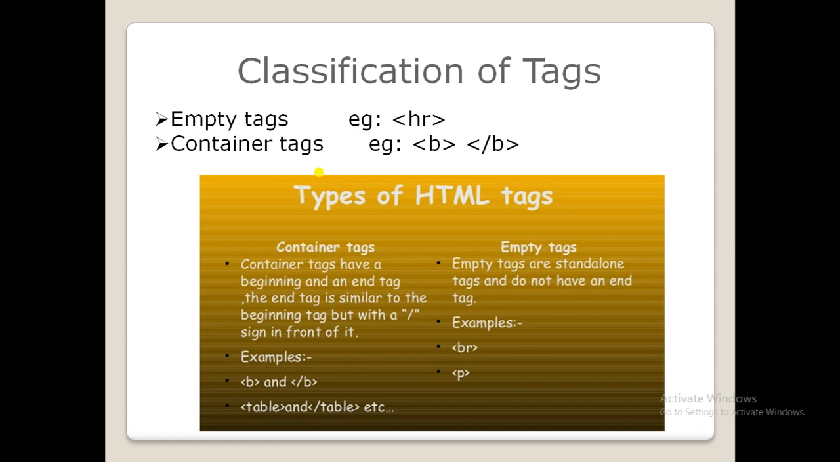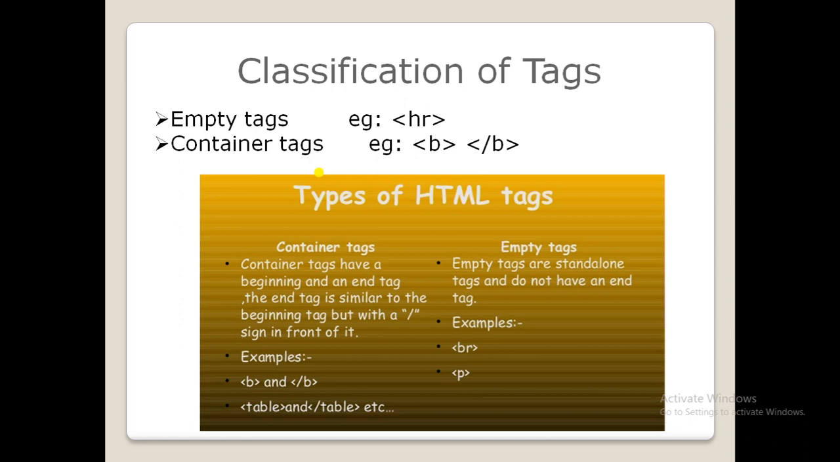The tags which do not require an on and off tag are called empty tags. It is not necessary to close these tags, so you do not need to close them. For example, over here I have the HR tag and there is the BR tag, so all of these you can use as empty tags.